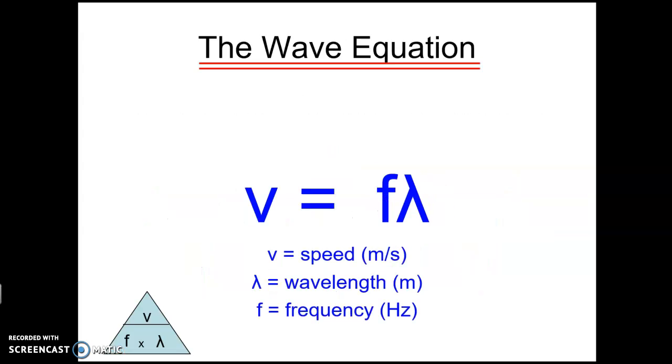There is a formula that connects some of those measurements. This is called the wave equation. The speed of a wave is equal to the frequency multiplied by the wavelength. And this is true for any wave. But be careful to use the right units. Okay, so meters per second, meters and hertz.